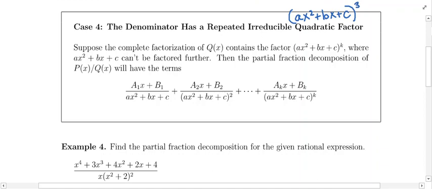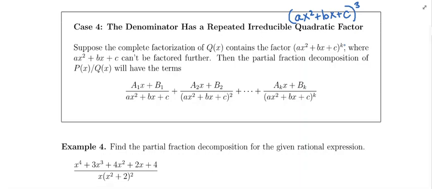Okay, so this is what we're going to do to handle a repeated irreducible quadratic factor. Remember, it's irreducible, can't be factored further. It says, suppose the complete factorization of q of x, which is again our denominator, contains the factor ax squared plus bx plus c raised to the k power. So that k power is indicating that we have a repeated factor. It's multiplied by itself k many times. The ax squared plus bx plus c can't be factored further, meaning it's irreducible.